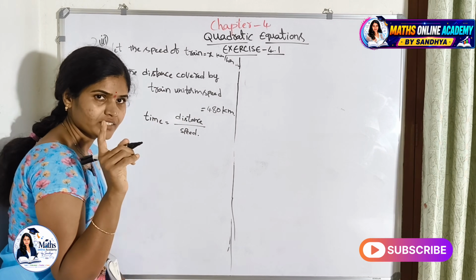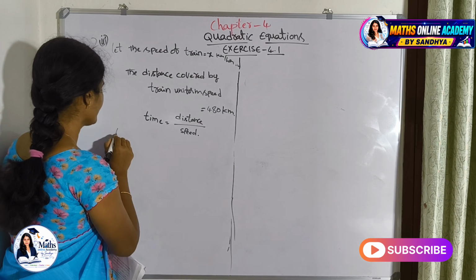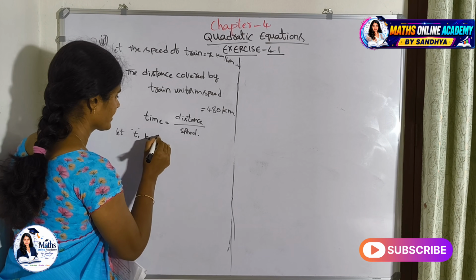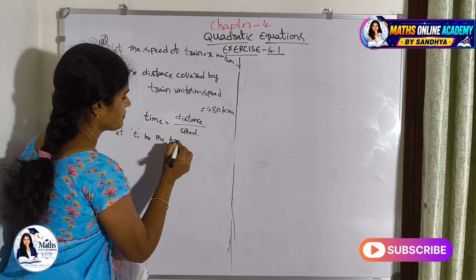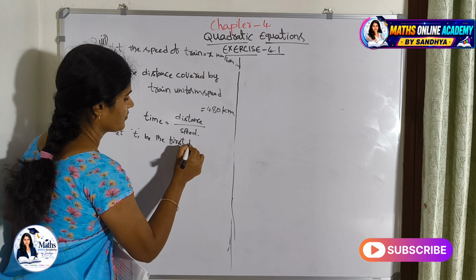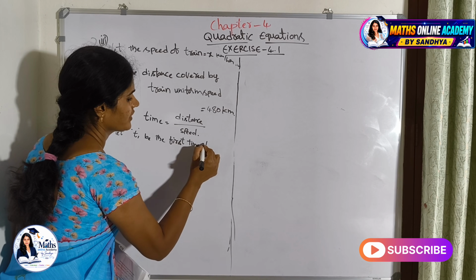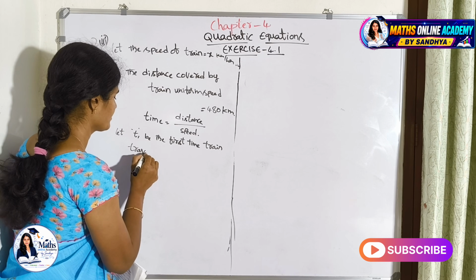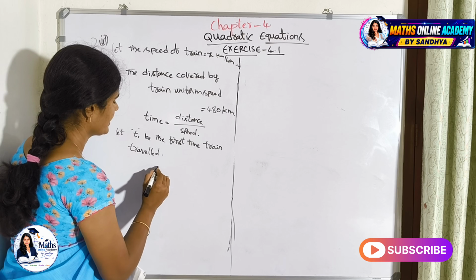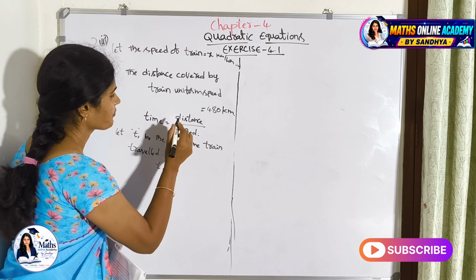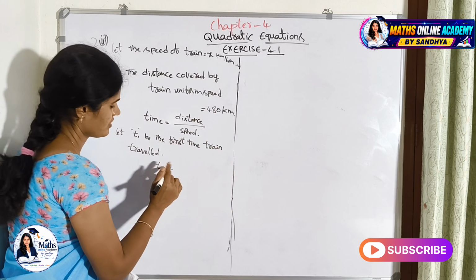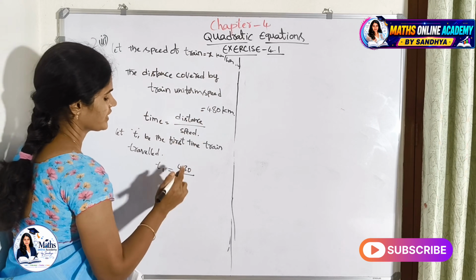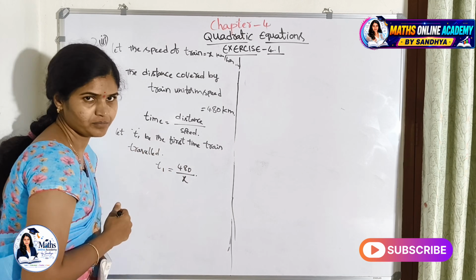First time, let T1 be the first time the train traveled. So at that time T1, the distance is the same, 480, divided by the speed. We are taking x.